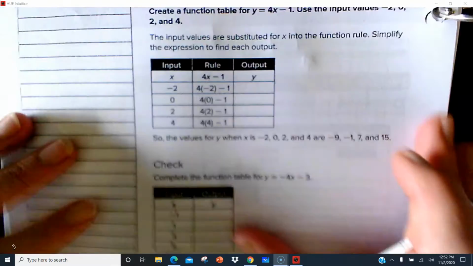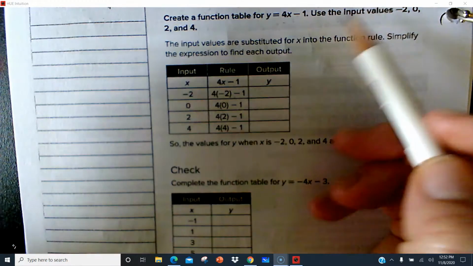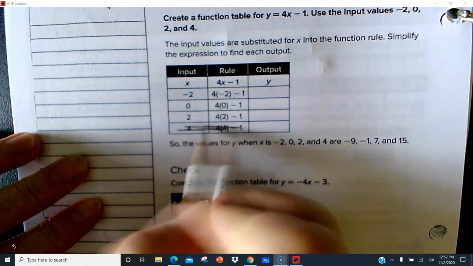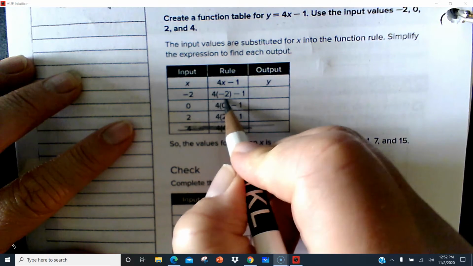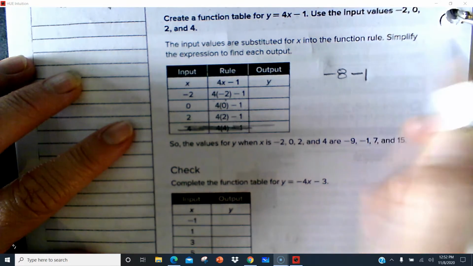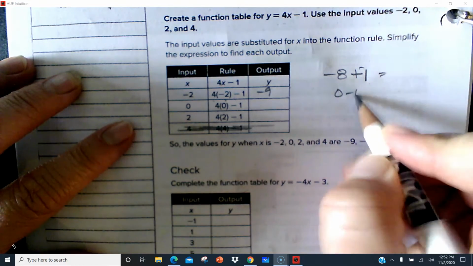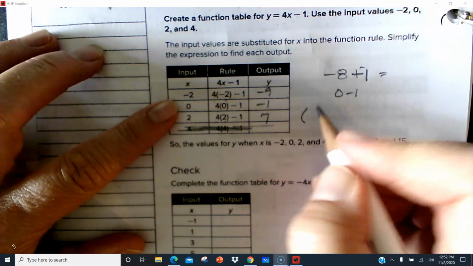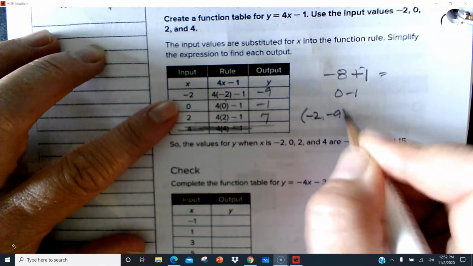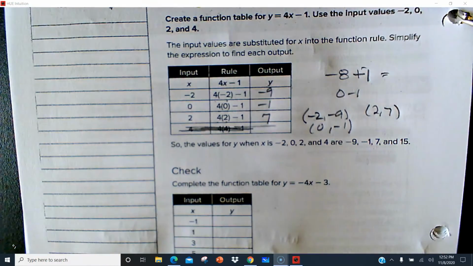Okay. So here they run through an example. 4x minus 1 is the function. Use these values. I only want you to use 1 negative, 1 positive, 1 0. So go ahead and put those numbers in. 4 times a negative 2 is a negative 8. A negative 8 minus 1 is a negative 9. 4 times 0 is 0. 0 minus 1 is a negative 1. 2 times 4 is 8. 8 minus 1 is 7. So you're going to graph a negative 2, negative 9, 0 and negative 1, and 2 and 7. Okay? That's all you have to do when it comes to graphing.